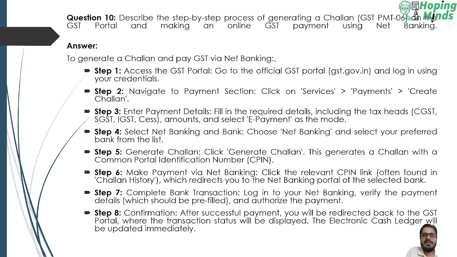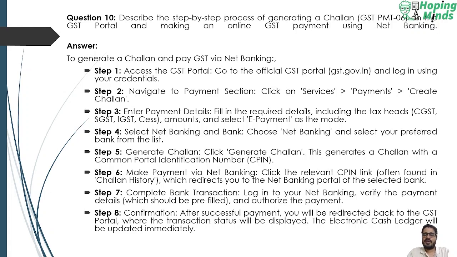So the final question: describe the step-by-step process of generating a challan GST PMT-06 on the GST portal and making an online GST payment using net banking. Once the liability has been ascertained in GSTR 3B that is required to be discharged in cash, such payment has to be done through a challan.